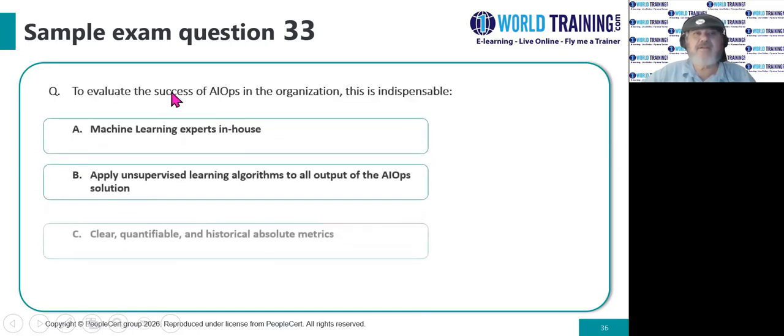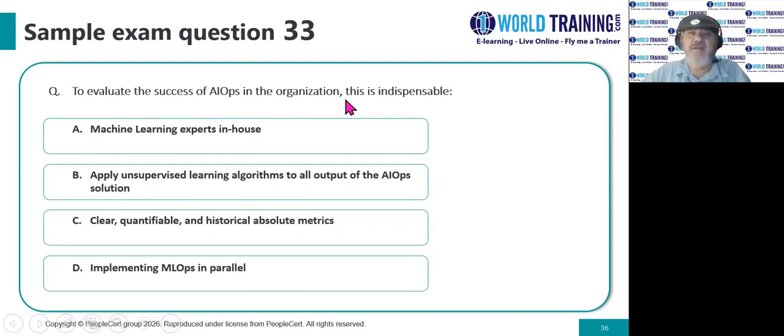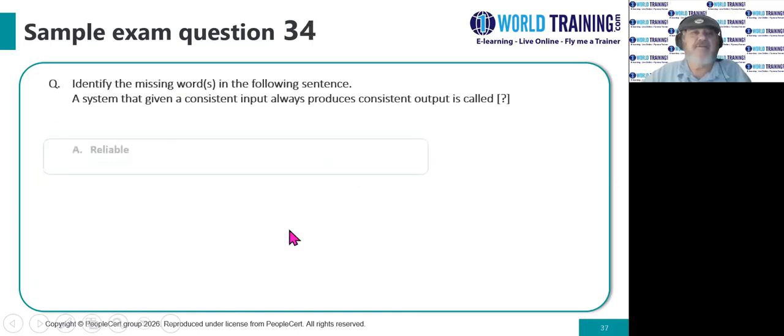33, to evaluate the success of AIOps in the organization, this is indispensable for the success of AIOps. Machine learning experts in-house. No, you could hire people in. Applying unsupervised learning algorithms to all outputs of the AIOps solution. No, that's not the only way to do it. Clear, quantifiable, and historical absolute metrics. Yes, the base of comparisons and benchmarks. C is a good answer. Implementing MLOps in parallel. Not necessarily. So C is the best answer here.